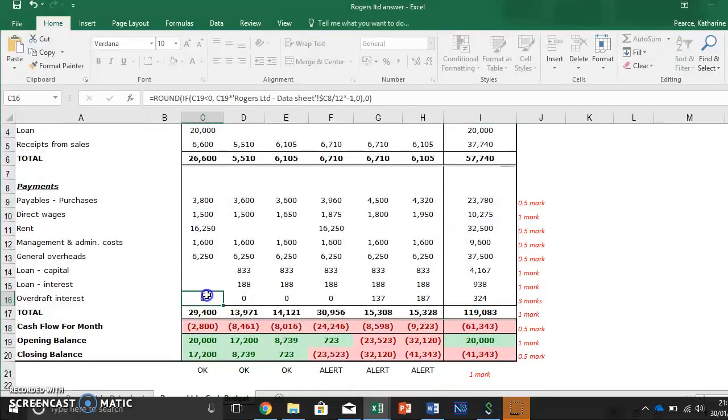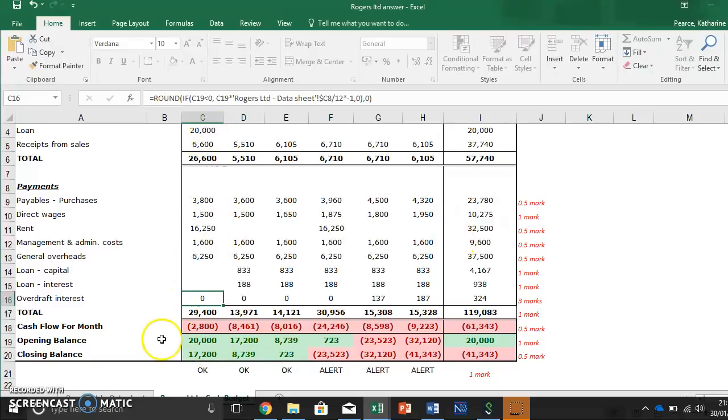Okay, so your overdraft interest, remember this is where you need to use an if function. So your if function, if you need to look up on this, is page 49 of your workbooks, and we set out in detail how to create the if function. We've also added a round function here at the end, and again that's on page 49. Remember, the purpose of the if is because you only pay overdraft interest if you are overdrawn. And remember, you always pay overdraft interest a month in arrears. So you pay it on the previous month's overdraft.